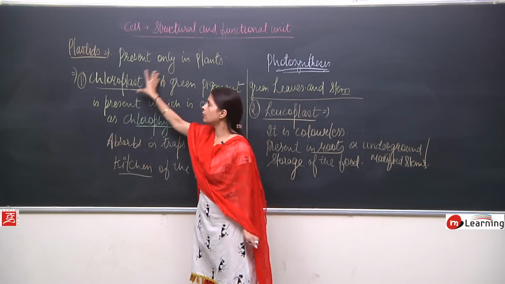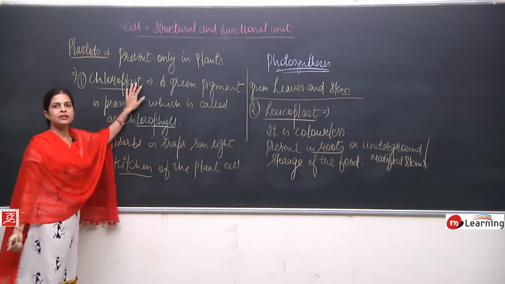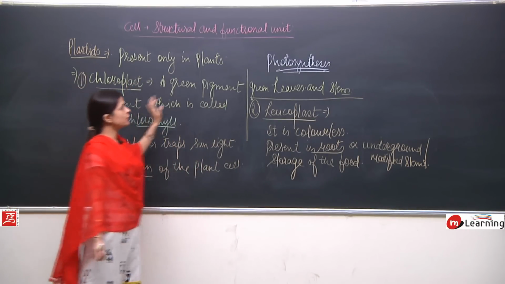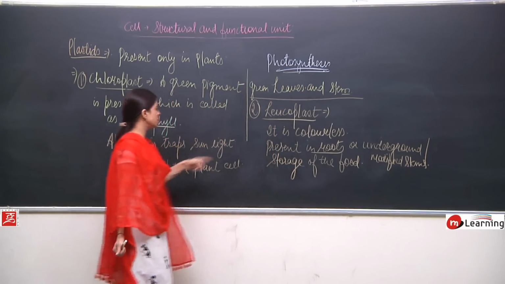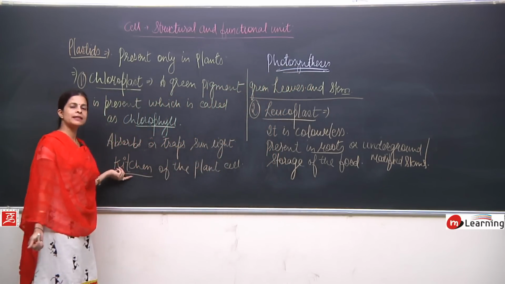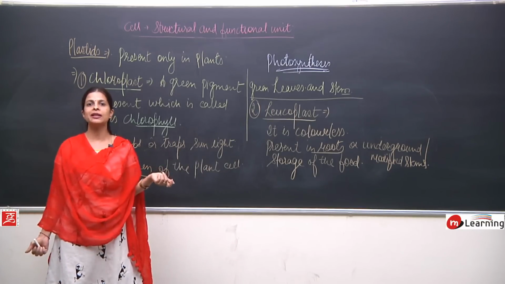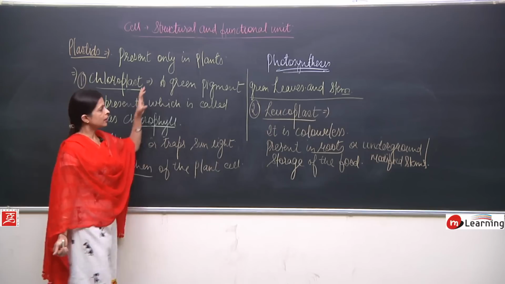We are talking about the types of plastids. Chloroplast has a green color pigment known as chlorophyll, which is responsible for the process of photosynthesis. That is the reason it is known as the kitchen of the plant cell. It traps the sun's light and converts it into chemical energy. Chlorophyll is present in this.